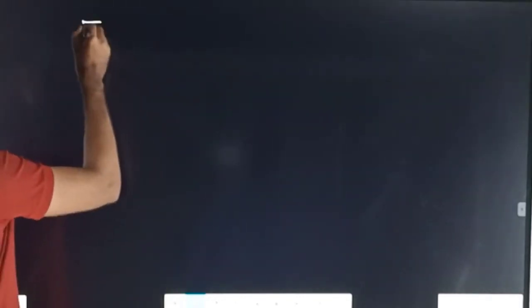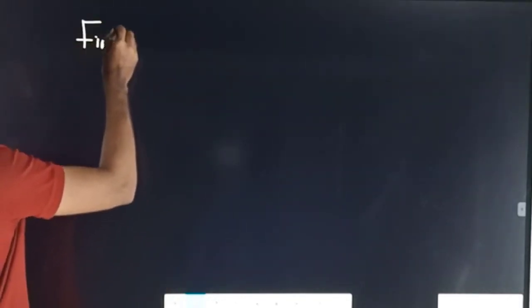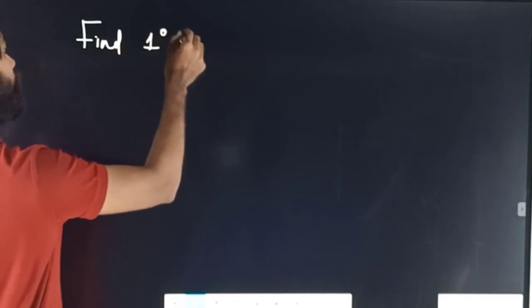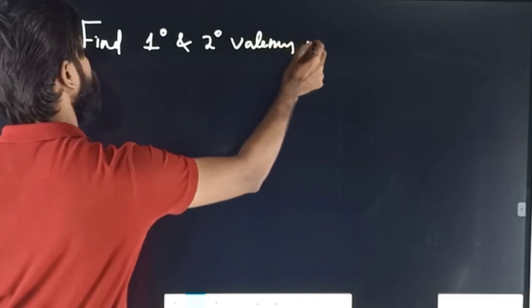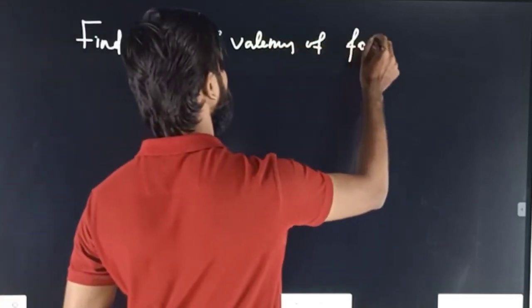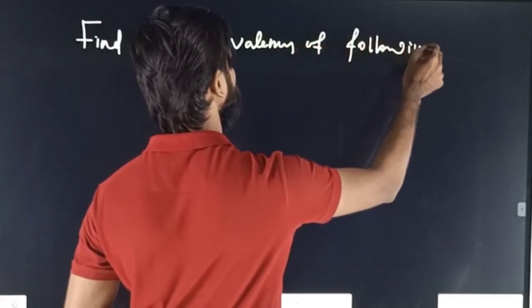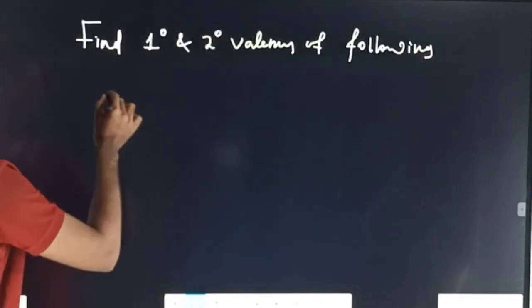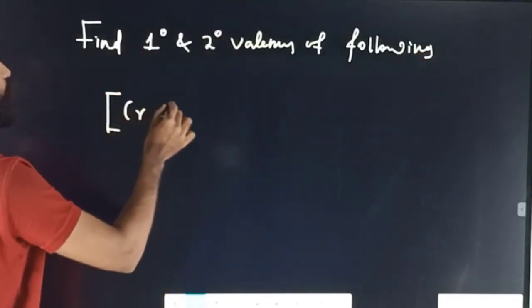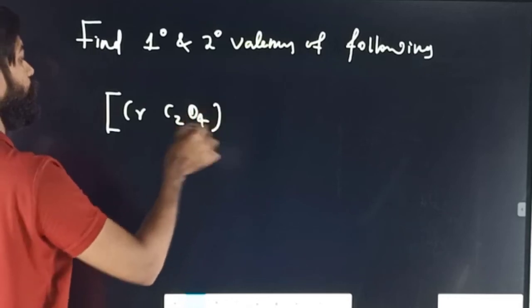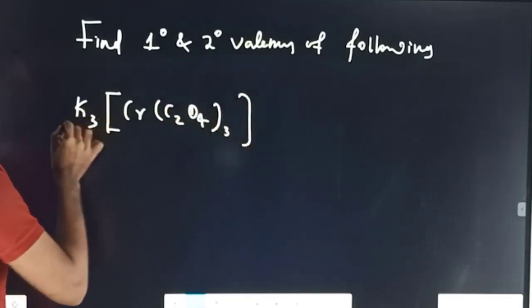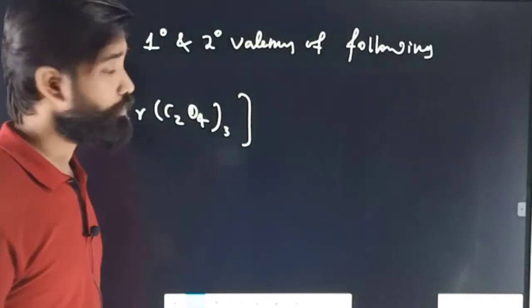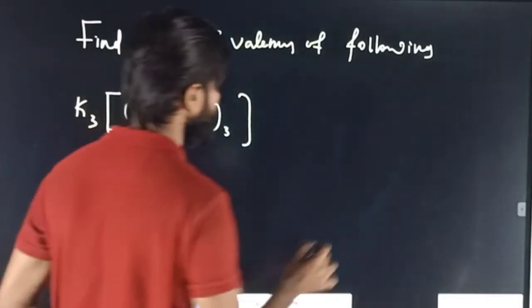Ready? Fine. So let me write 2 questions. Find the primary and secondary valency of the following. It is nothing but your coordination number and your oxidation state. So this is the first molecule.